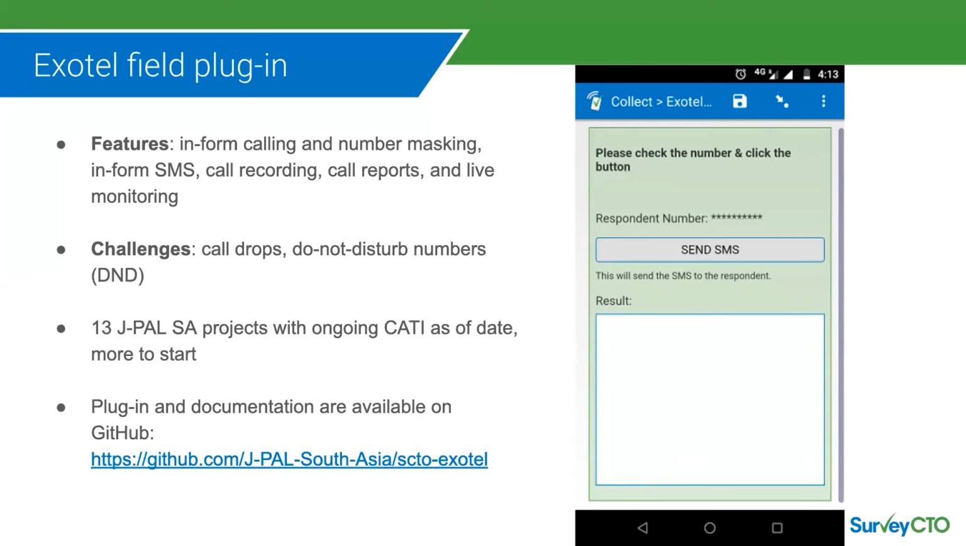And on an average, across the 14,000 respondents that we've tried to reach, the average is about 1.5 to 2 calls. It's not too bad, but it's something to keep in mind when you're planning.